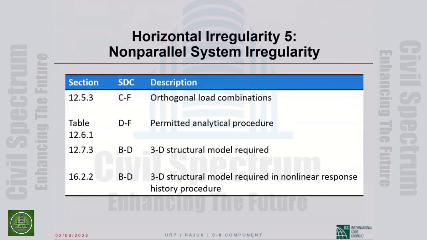When you have non-parallel system irregularity, we have to use orthogonal load combinations. I need to go into that. This is something else that is not covered in BNBC, but I'll cover it right here, not another day. Permitted analytical procedure, whether you have to do dynamic analysis or equivalent static, will do. A 3D structural model would be required, whether you do regular analysis or nonlinear time history analysis.